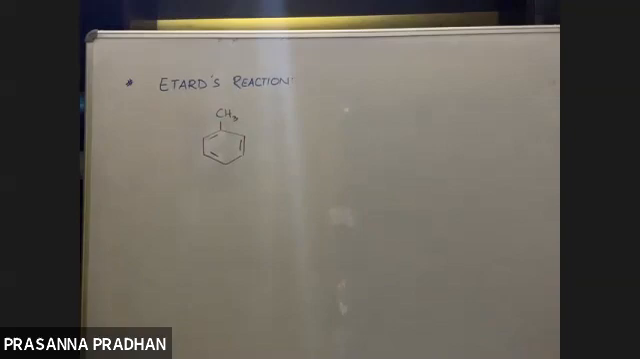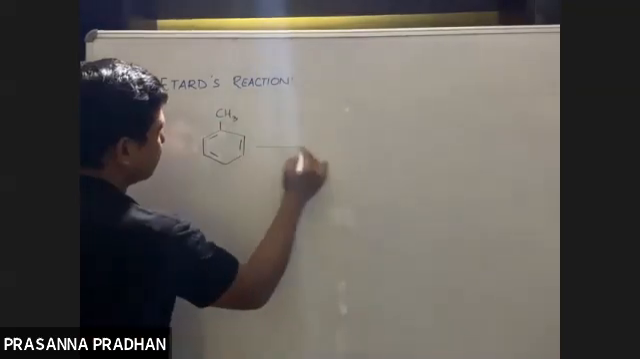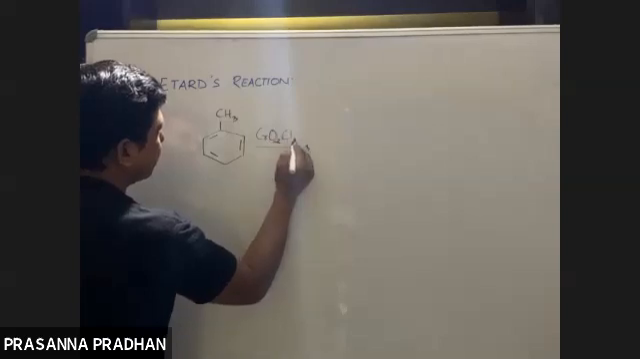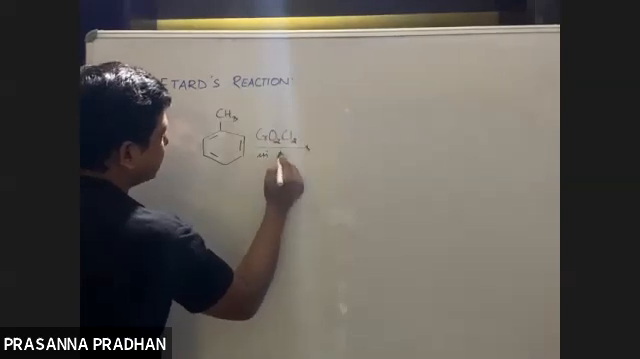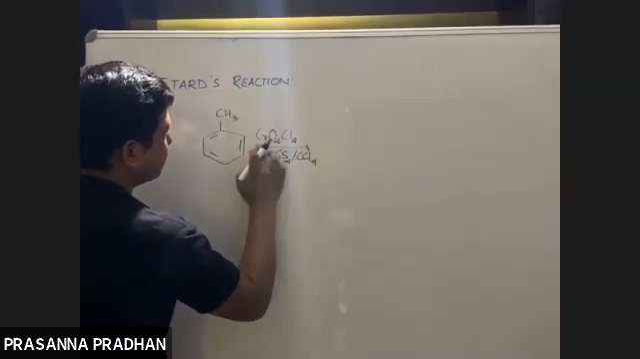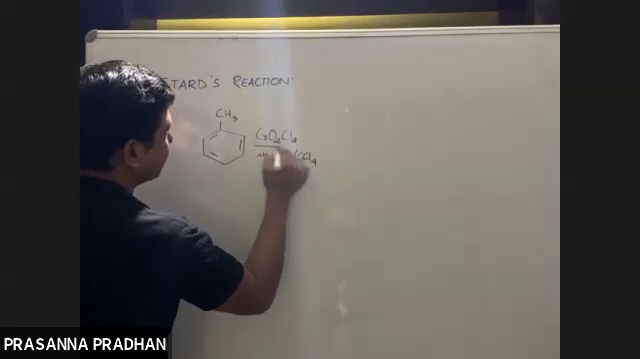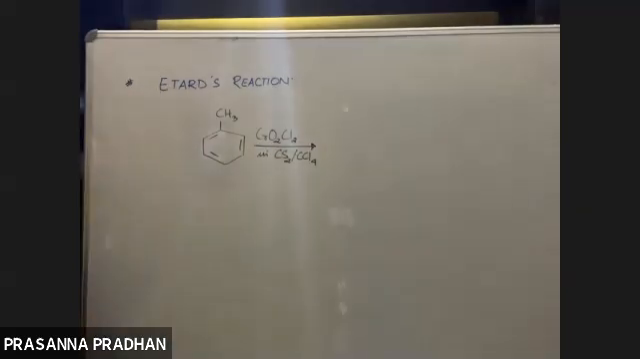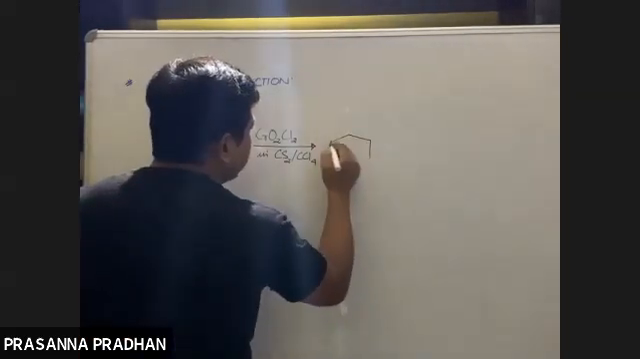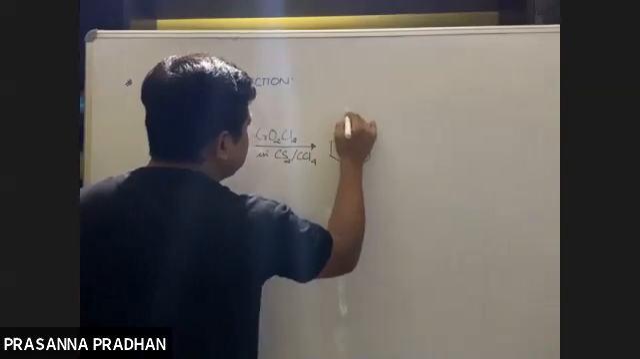Okay, so what reagent will you use in Etard's reaction? We use chromium chloride in either carbon disulfide or carbon tetrachloride medium. In carbon disulfide or carbon tetrachloride medium, it is used as a solvent only. The main reagent out here is chromium chloride. Okay, so what happens? Toluene will get directly converted into an aldehyde like this. Just see.